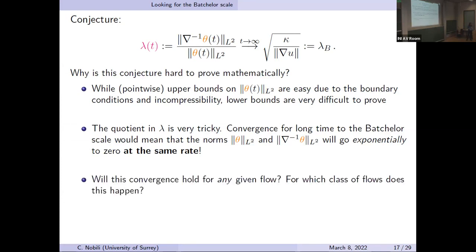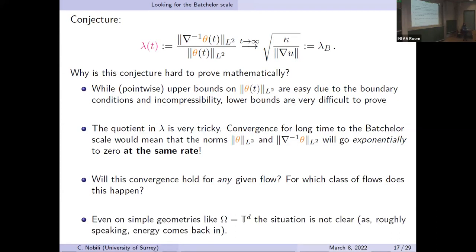Right, and will this vision hold for any given flow, or are there some smart flows for which this happens? This is also a question that we don't know yet. It seems strange, but even on the torus, which generally is the first example, when you want to work on bounded domains but, in order to simplify your life, you take the torus, it's very hard to just compute these norms. On the torus, the difficulty, let me say very roughly, is like the energy is coming back in. So you always have this difficulty on quantifying the scale because of this phenomenon.